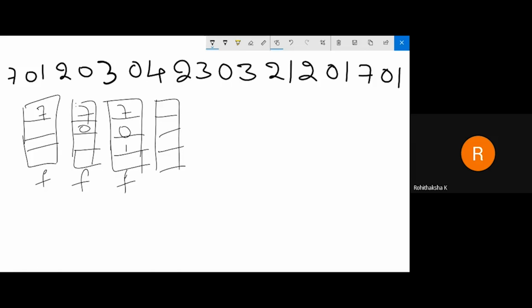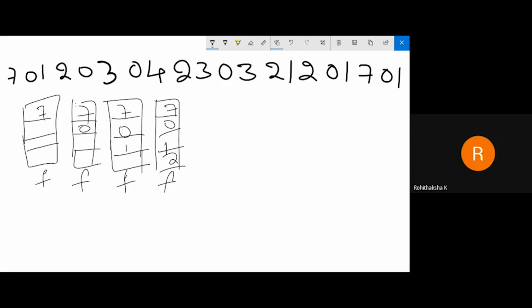Now whether the 2 is there in the page table, no. So again it is a page fault. Again I'll say that it is a page fault, F. So now I'll bring that particular page number in, giving 7, 0, 1, 2. Okay, so now all the frames are loaded. None of the frames are free in the memory.